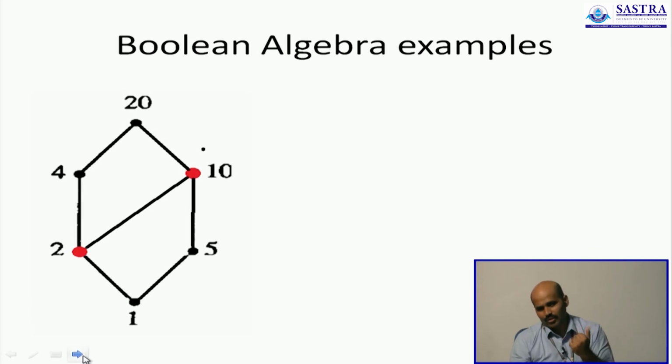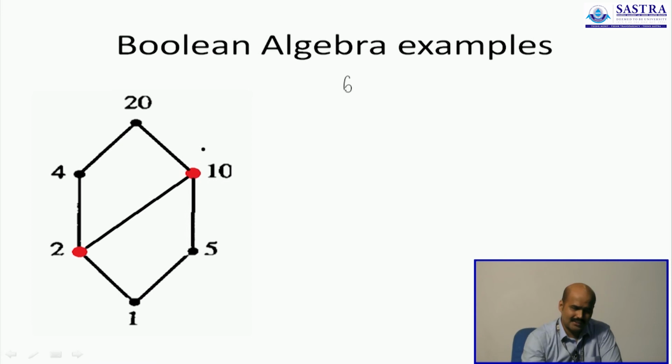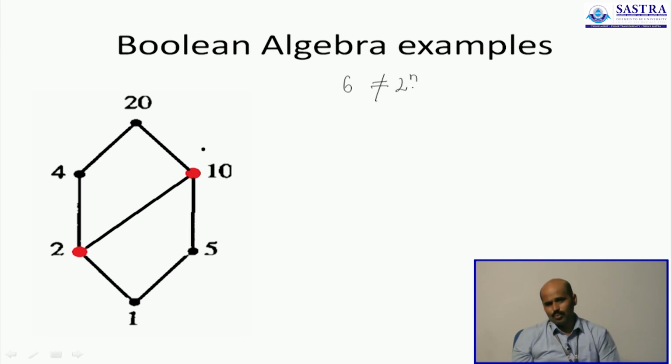And this, we saw, is not a Boolean algebra. And how do you identify that? The number of elements here is 6: 1, 2, 3, 4, 5, 6, which is not a power of 2, so it cannot form a Boolean algebra.